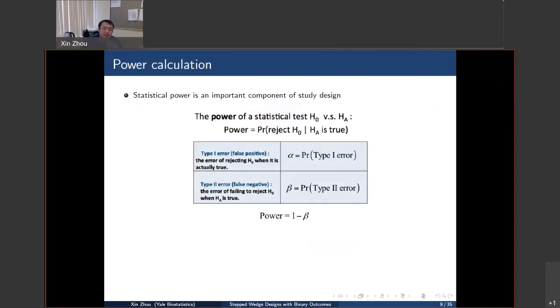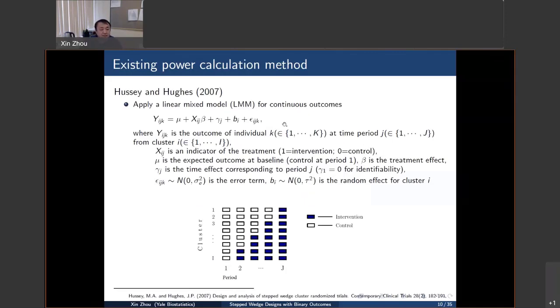Now, statistical power is an important consideration when designing clinical trials. It's closely related to sample size calculation. The power of a statistical test is the probability that it will reject a false null hypothesis. Hussey and Hughes first derived a power calculation method for step-wedge design with continuous outcome. Some studies with binary outcome, including the PPIOD study, also use this method for power calculation.